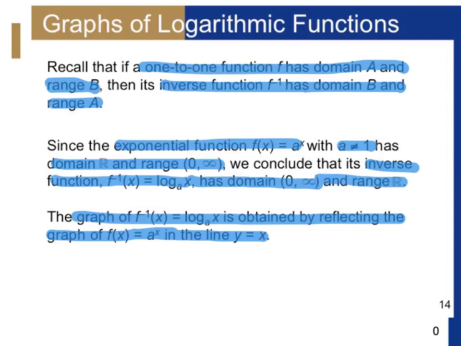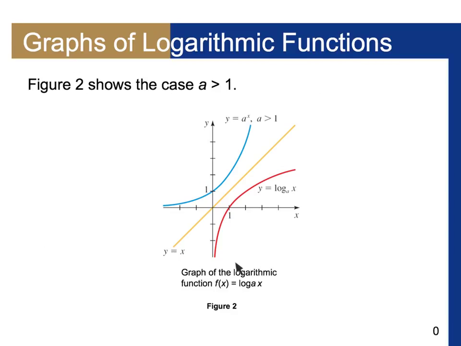You remember we reflect across the line y equals x for the inverse function, which is that line that goes halfway through the first quadrant, halfway through the third quadrant. It's a diagonal, cuts it in half. So we reflect across that line to get the graph of the inverse. And that gives us this.